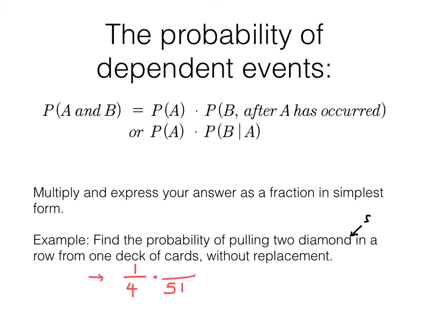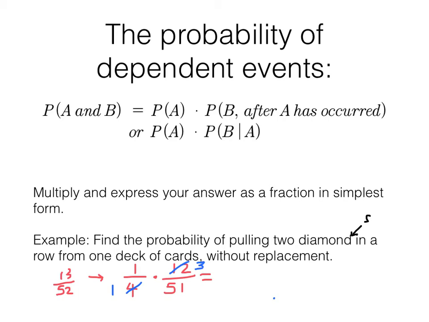Remember, this 1/4 came from 13 out of 52, which simplified to 1/4. We no longer have 13 diamonds. We now have 12 because we took one diamond out. Again, we are pretending that event A, pulling a diamond from the deck of cards, has already happened. Now I can simplify because when I multiply fractions, I can simplify nicely here. I'm going to divide both of these by 4, which makes my life a whole bunch easier.